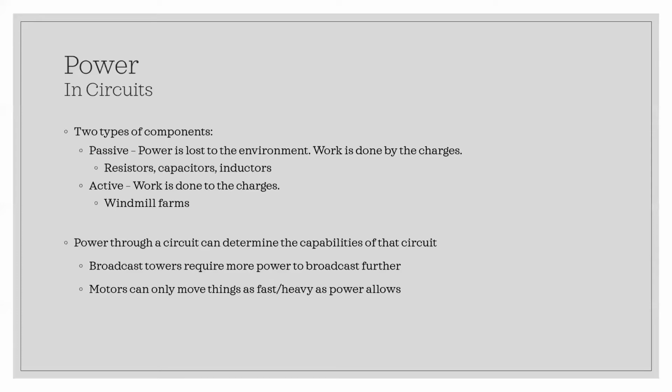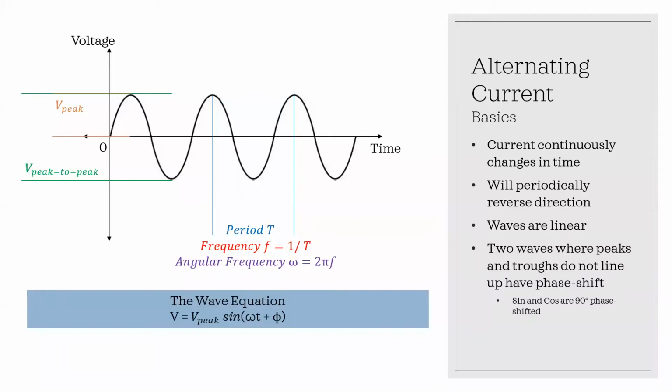Right, so that's the basics of power, and we're going to come back to that a bit later after we cover some alternating current. So alternating current is current that is continuously changing in value over time and will periodically reverse direction. The most common form of alternating current is a sinusoidal wave, which is generated by the wave equation shown on screen in the blue box. In the wave shown, the phase shift phi is 0, the wave shown on the plot.